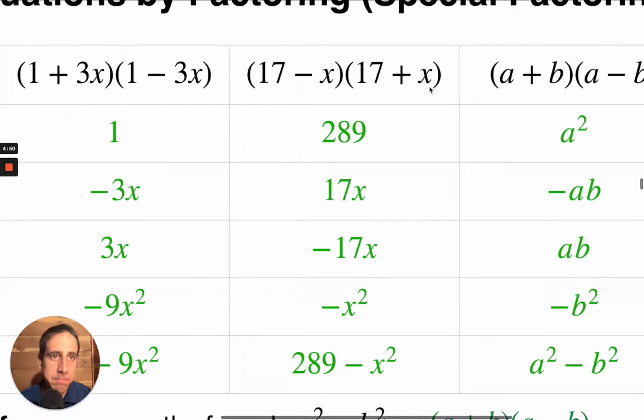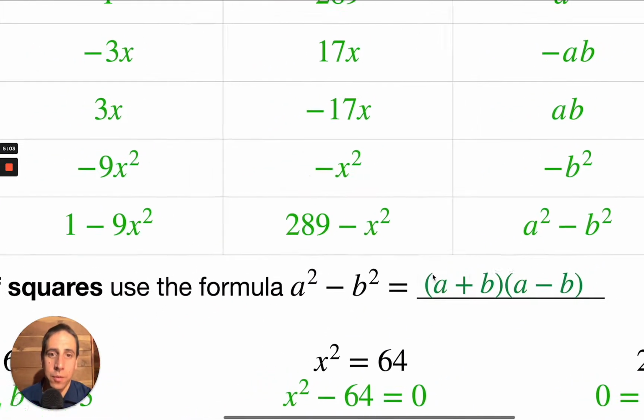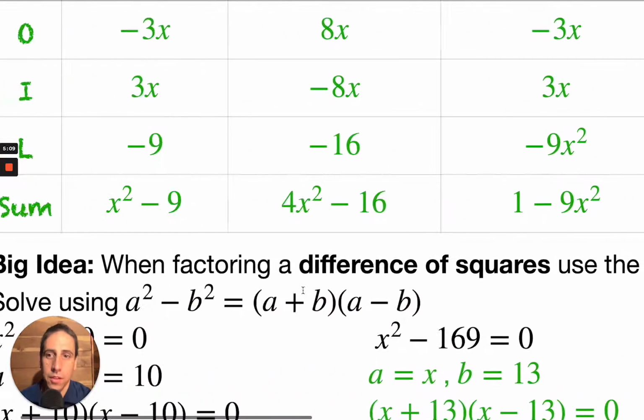All right, so generally, a squared minus b squared, if you have the difference of squares, you can say that they get factored into a plus b and a minus b. And that's exactly what the formula states. If you have a difference of squares, a squared minus b squared, you can factor it into a plus b and a minus b. So what does that look like here?